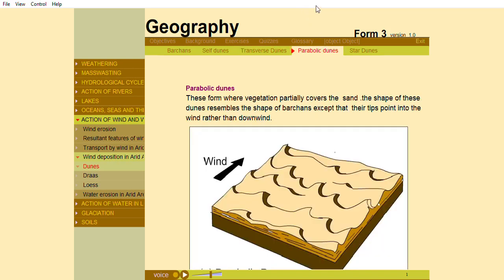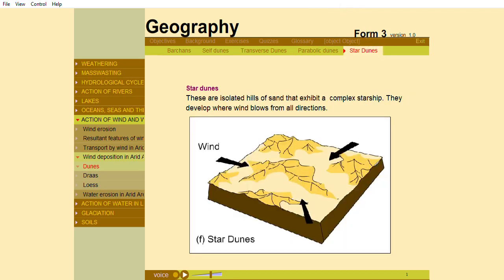Parabolic dunes. These form where vegetation partially covers the sand. The shape of these dunes resembles the shape of barchans, except that their tips point into the wind rather than downwind. Star dunes. These are isolated hills of sand that exhibit a complex star shape. They develop where wind blows from all directions.